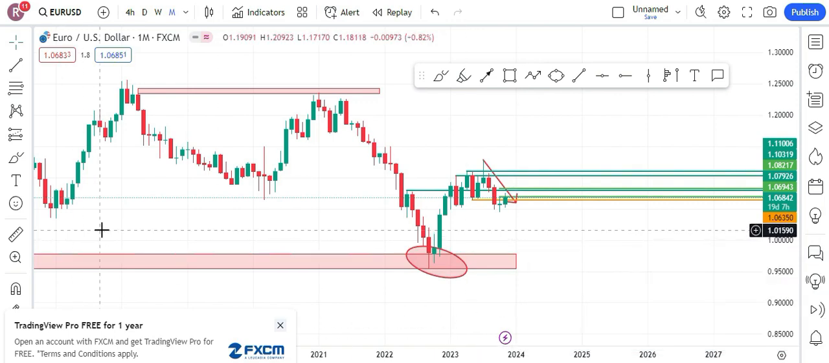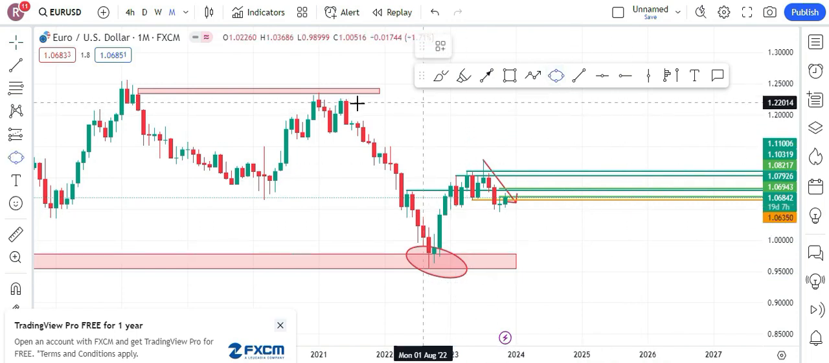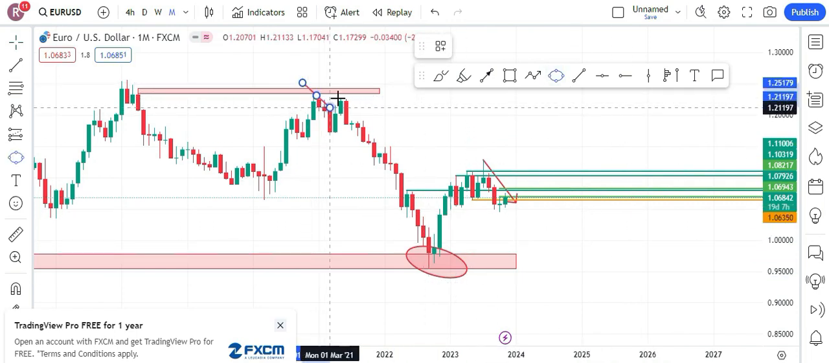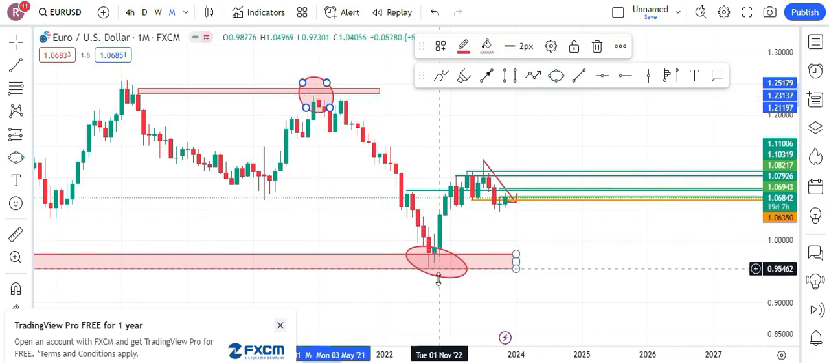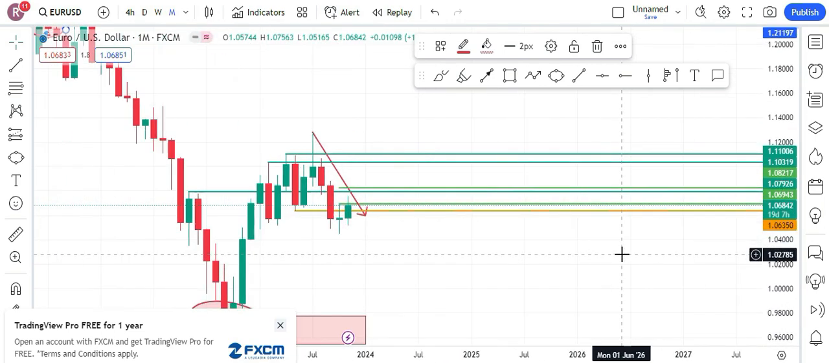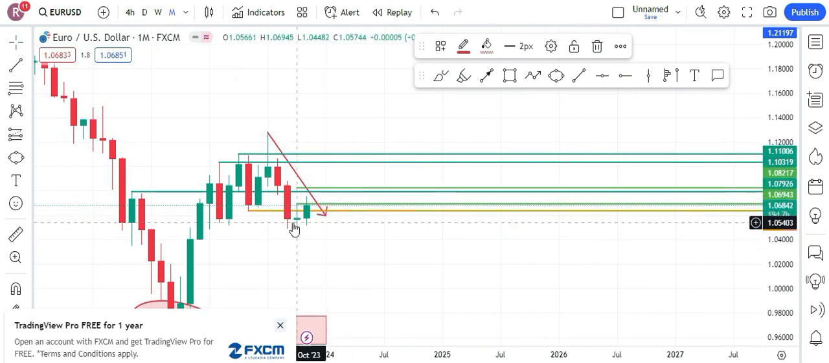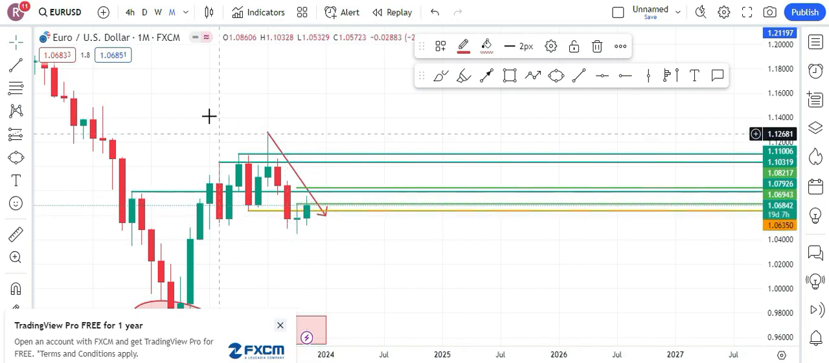The first pair I'm going to analyze now is Euro USD. First of all, we can see very clearly, as we have mentioned in the previous week, that this was the top which created this bottom, and this bottom created this upward trend. Now the trend is downward. It is very clear, but we are seeing some price action here in monthly time frame.